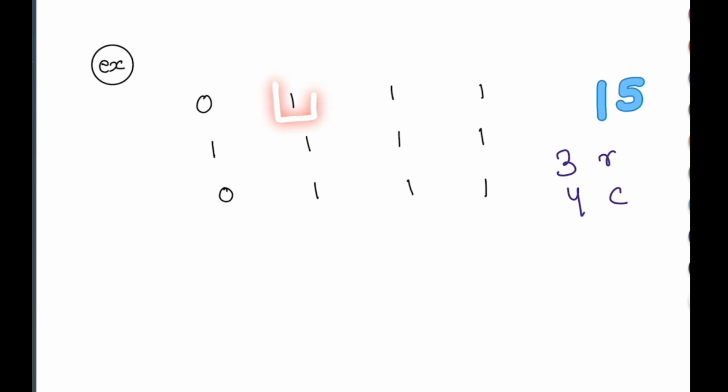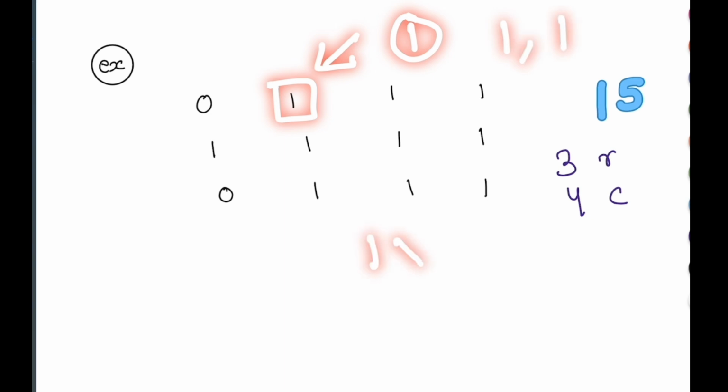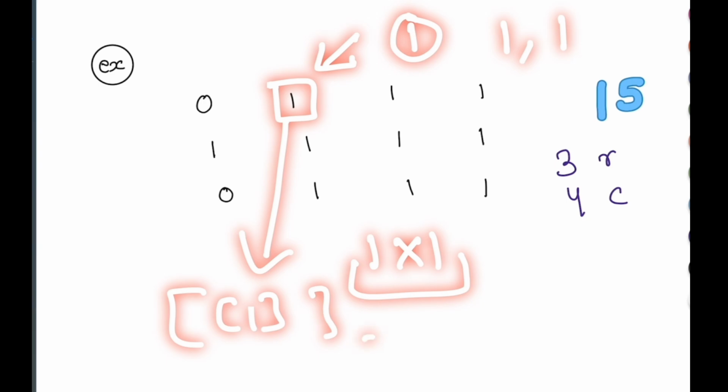If you just pick one element, then this is a square submatrix of all ones. It has just one element which is 1, so it has all ones. And why is this a square submatrix? Because it has one row and one column. So the dimensions are 1 by 1. You have just one element, with one row and one column. So it is a square submatrix.